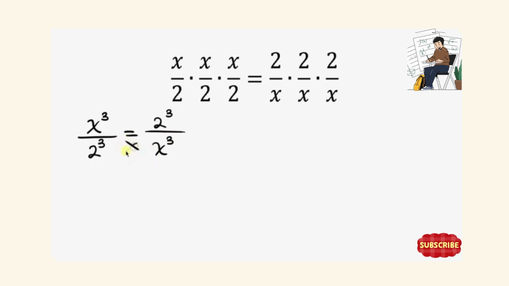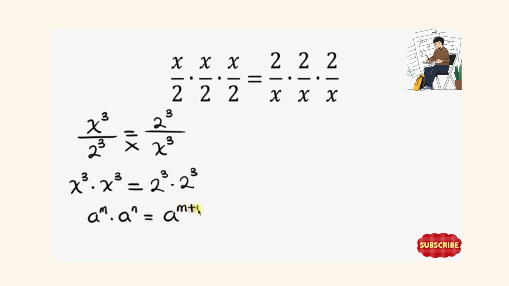So let's cross multiply. So this is x cubed times x cubed. This is equal to 2 cubed times 2 cubed. Very good. Now, according to indices, when I have, for example, a to the m times a to the n, this is the same as a to the m plus n.